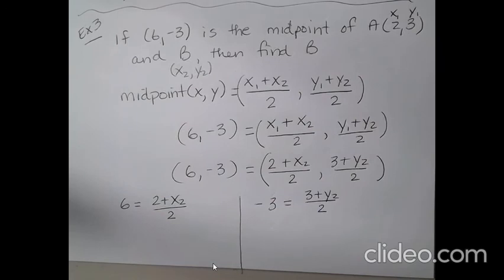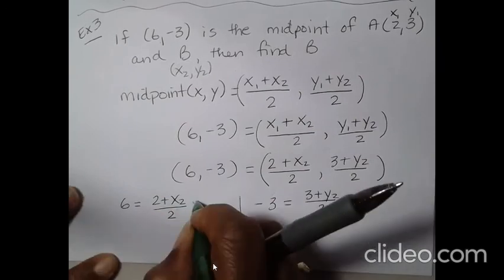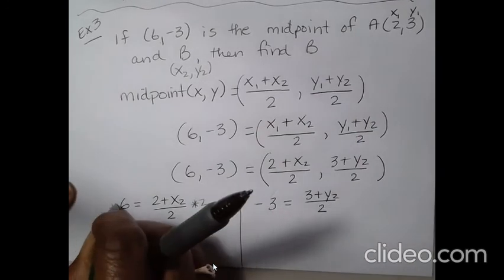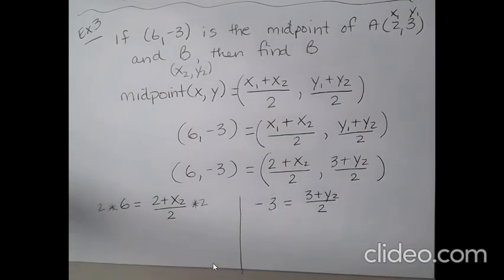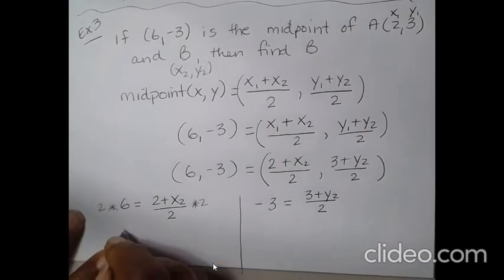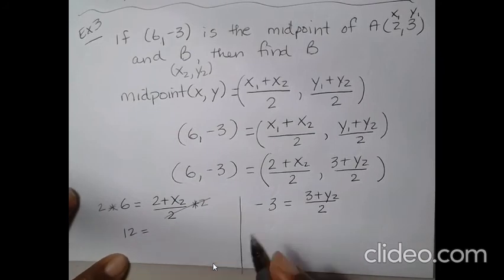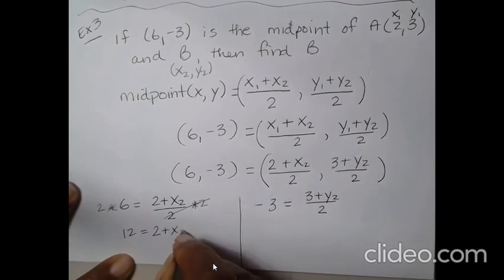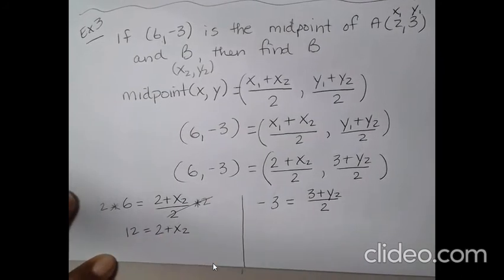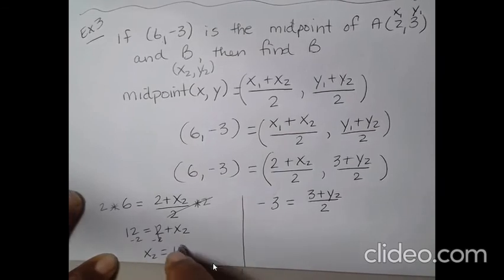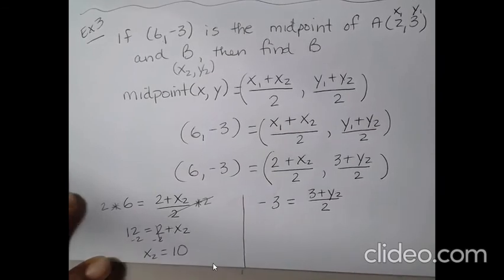How would we do this? Well, the first thing we're going to do is multiply both sides by 2. So now we have 12 equals, these cancel, 2 plus x2. Subtract 2 from both sides, and we have x2 equals 10. This is our first coordinate, x2 equals 10.